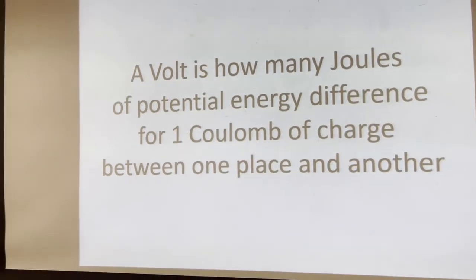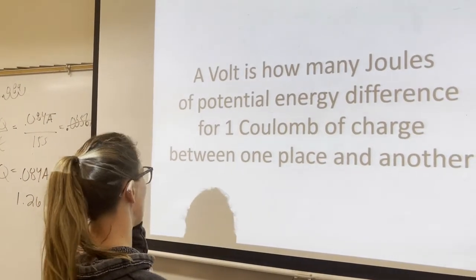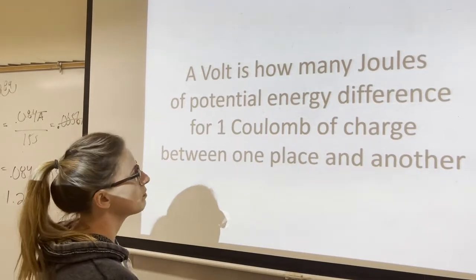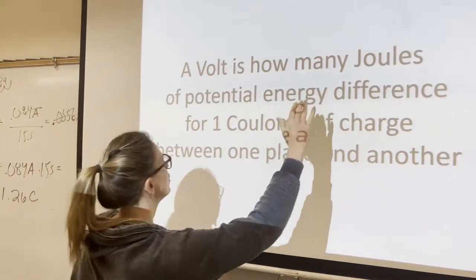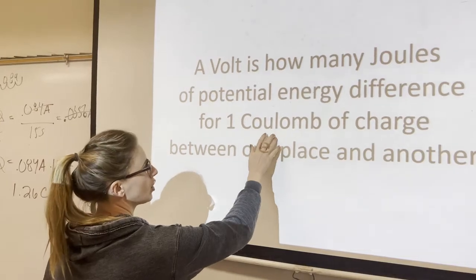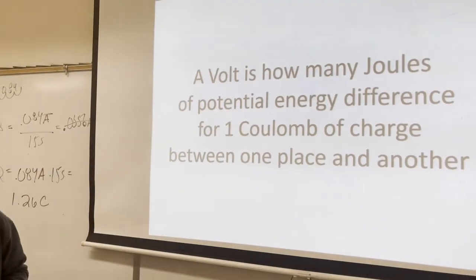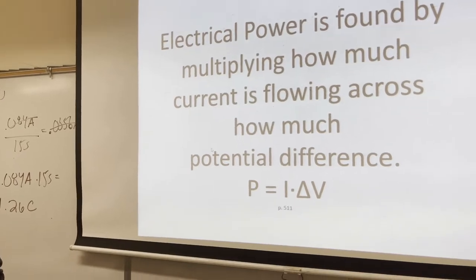Oh, not yet. A volt is how many joules of potential energy difference for 1 coulomb of charge between one place and another. Joules of energy, that's work, per coulomb of charge. That's just our definition. That's a volt, joules per coulomb.